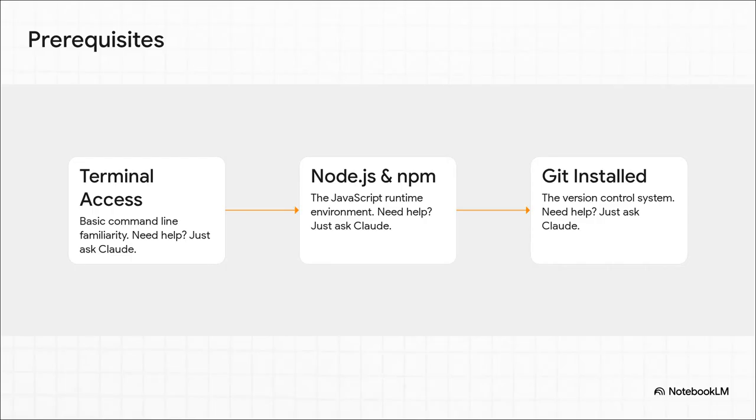We just need three basic tools. First, a terminal. That's just how we're going to talk to the computer directly. Second, Node.js, which is what lets our computer actually run the app's code. And third, Git, which helps manage all the project files. Now, if any of that sounds intimidating, seriously, don't worry about it. Just open up Claude and ask it, hey, how do I install Node.js on my Mac or on my Windows machine? It'll walk you through it step by step.